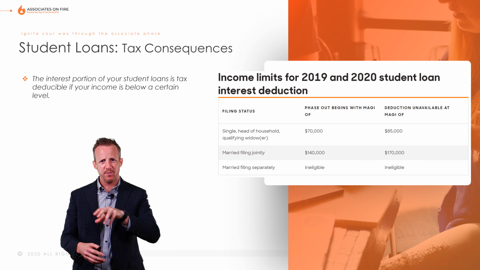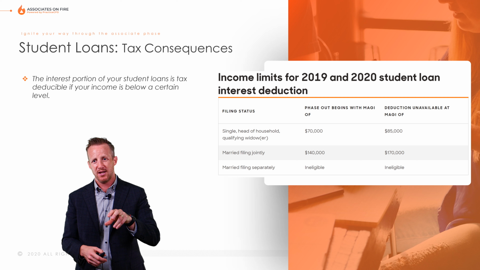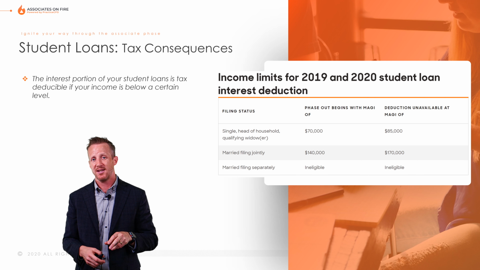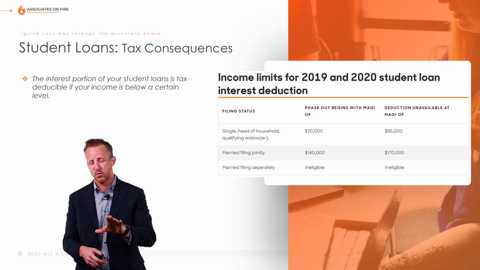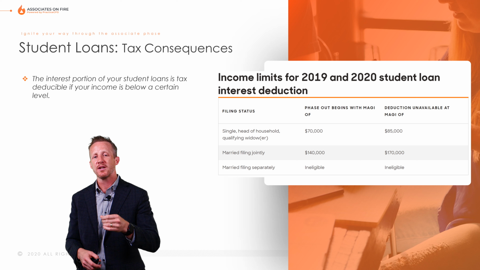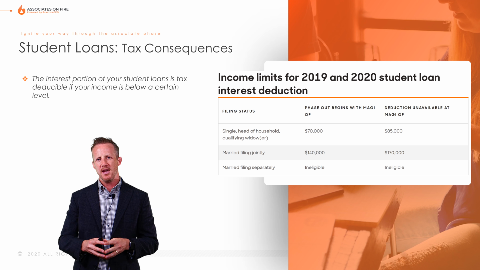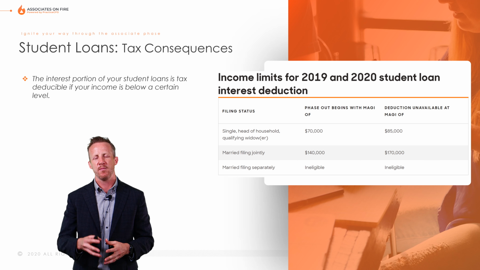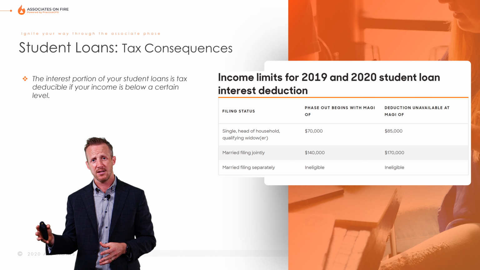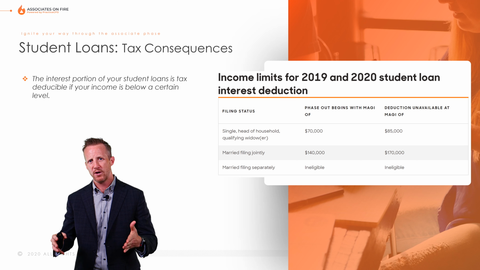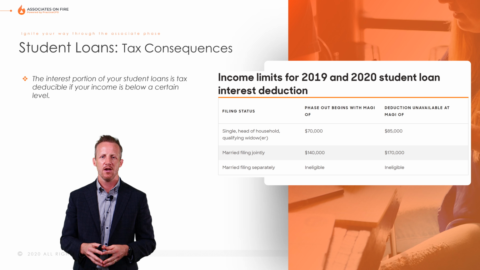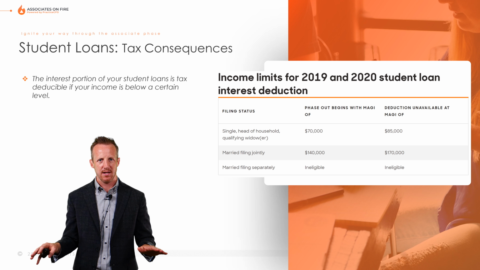Now, if you're on an IDR plan, most likely all of your payment is going toward interest. If you remember that discussion we had about accrued interest versus capitalized interest, and your payment isn't even covering the interest portion of your student loan, then all of that is going to be tax deductible. If married filing jointly, you're under $140,000. Once you hit $170,000, then you completely phase out of it. Between $140,000 and $170,000, you'll get some deduction for the interest. You might get 50% or 70%. If you do married filing separate, you're not going to get any interest deduction no matter what your income is.